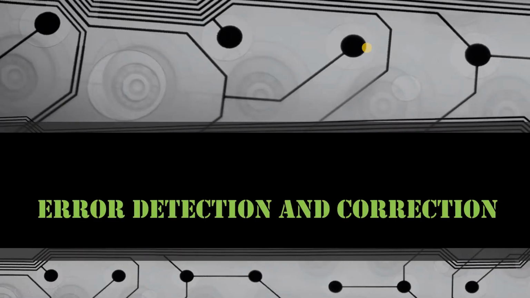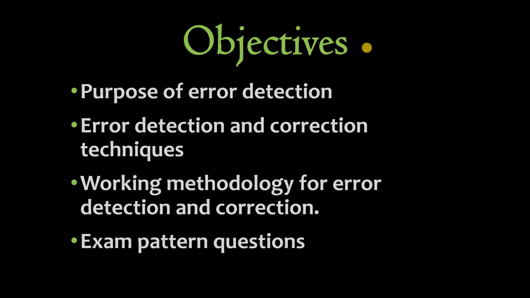error detection and correction. Before getting into this topic, we all know that if any transmission takes place, there may be the possibility of errors, right? So in case an error occurs, what are the methods that can solve it? Error detection and correction. These methods are used to detect the errors, and they are also going to correct the errors.